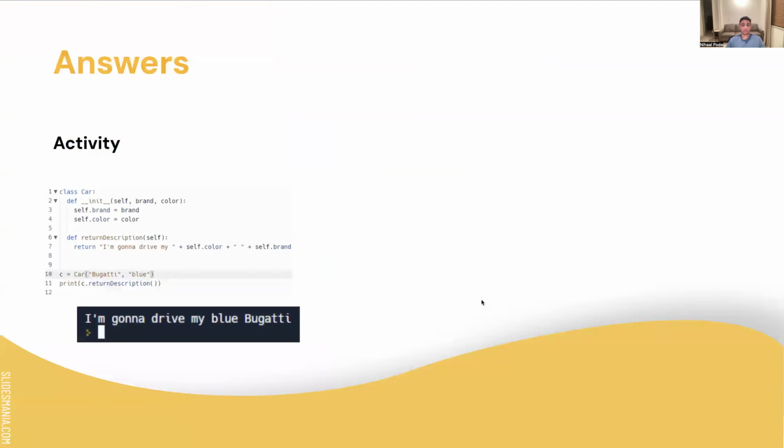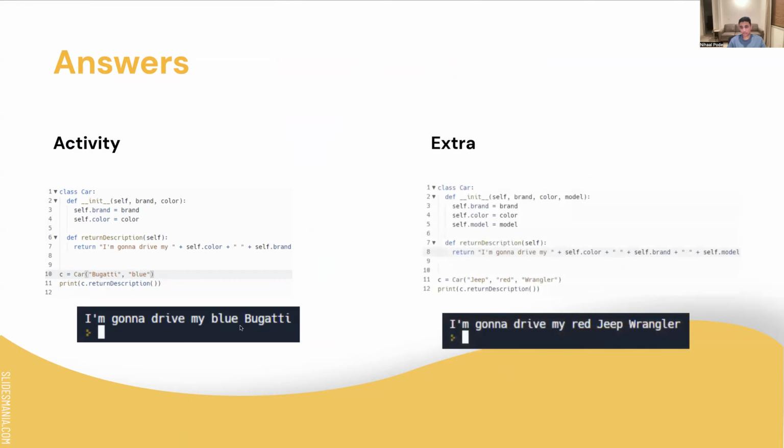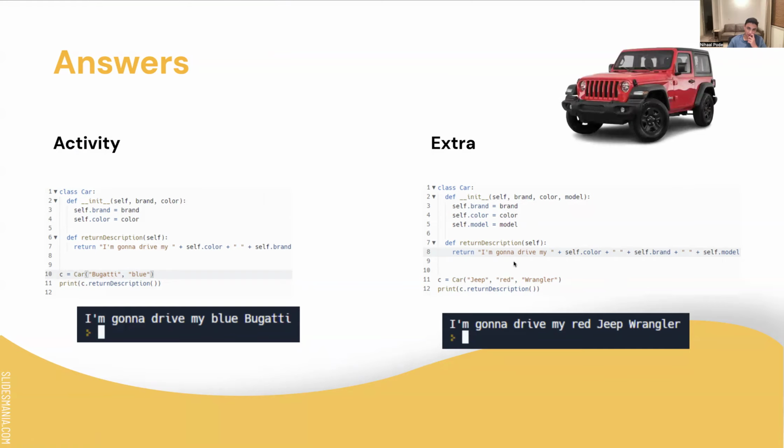Alright, let's move on. So here's what the answer should be. As you can see here, we changed the attributes in the car parentheses, and we were able to change it overall. And the extra thing here is, if you wanted to add another part like self.model, you should add it at the end and then the corresponding model. So Jeep, Red, Wrangler. So I'm going to drive my red Jeep Wrangler. Alright. Here's a little picture of one.